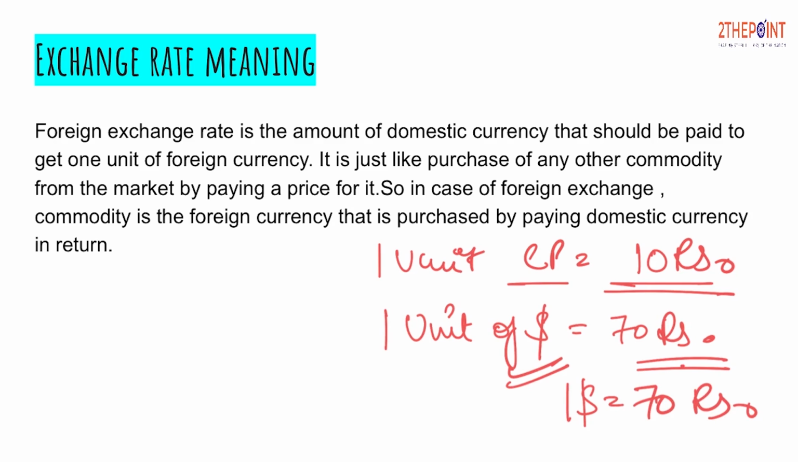So it is just like buying any other commodity in the market. The way you go to the market and buy commodities like a chips packet, sugar, or 1 kg of rice, whatever amount you pay for buying 1 kg or 1 unit of it is the price for it. Similarly, in the foreign exchange market, whatever you pay to buy 1 unit of the foreign currency is its exchange rate. I hope you got what the exchange rate meaning is.